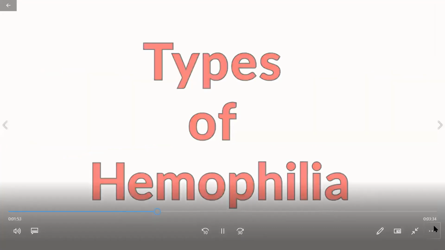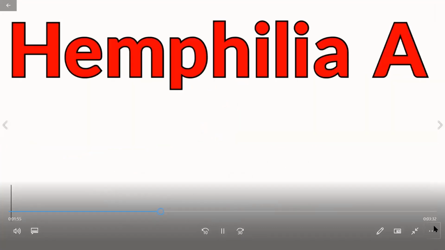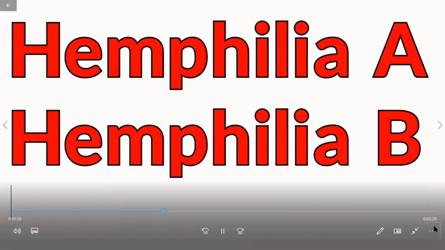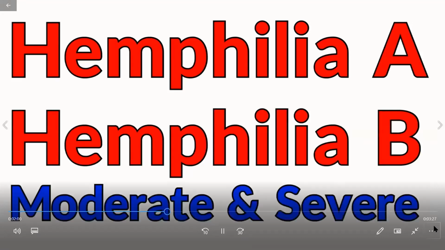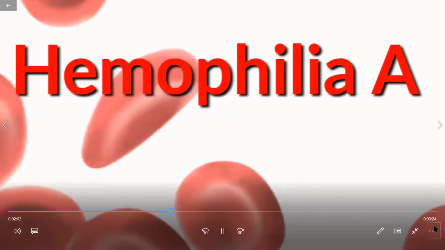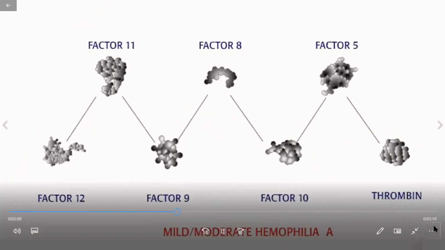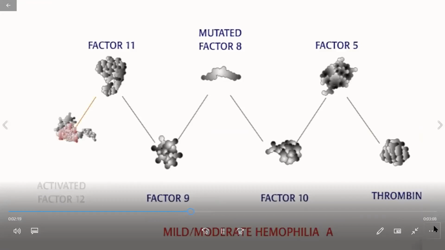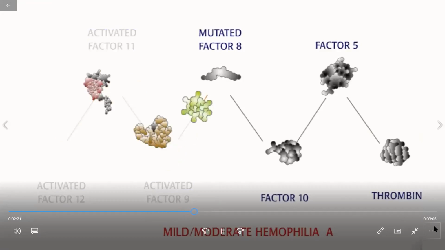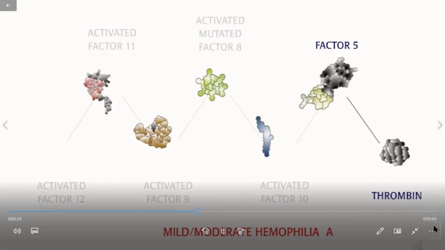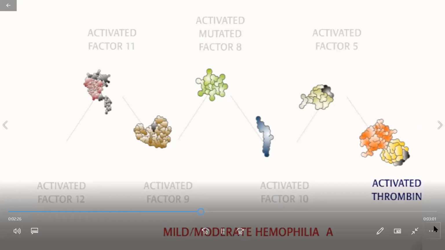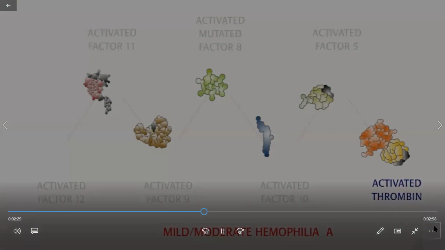There are two main types of hemophilia, hemophilia A and hemophilia B, which are further divided into mild, moderate and severe types. Mild or moderate hemophilia A: factor 8 is present but has a slightly dysfunctional shape that sometimes doesn't fit into the next molecule. Because the mutated factor 8 still succeeds in activating factor 10, people with mild or moderate hemophilia A do not bleed as long when injured and only rarely, or never, bleed spontaneously.